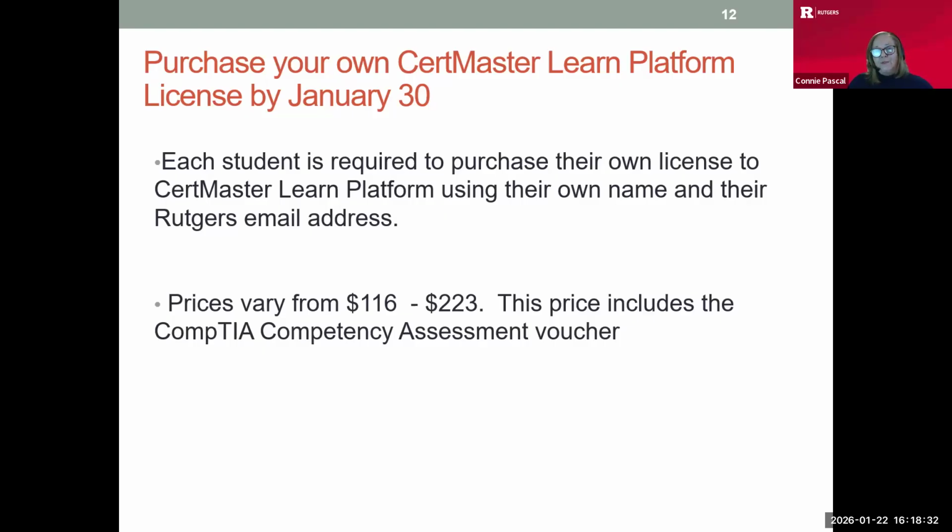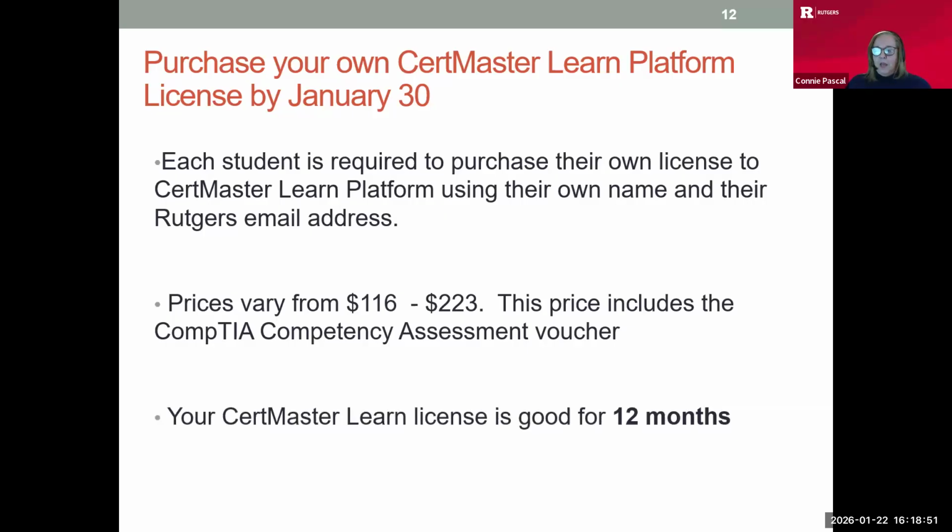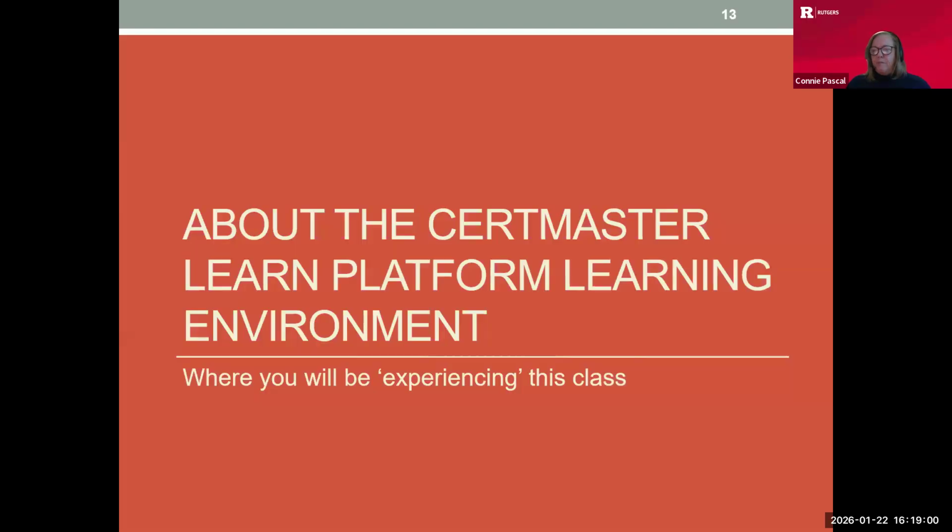So the prices for the various courses that are offered range from $116 to $223. Again, that is for a full year, so you have it for 12 months. And again, that price does include the voucher to take the competency assessment. Your CertMaster license is good for 12 months. And contact me if you have financial issues. We can usually work something out. Okay, so let's move on.